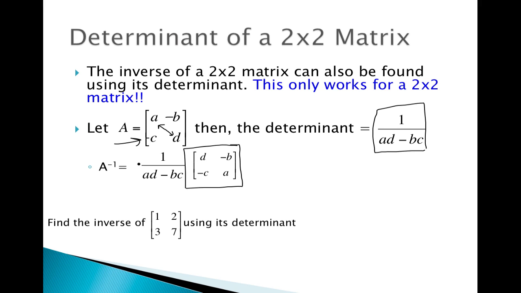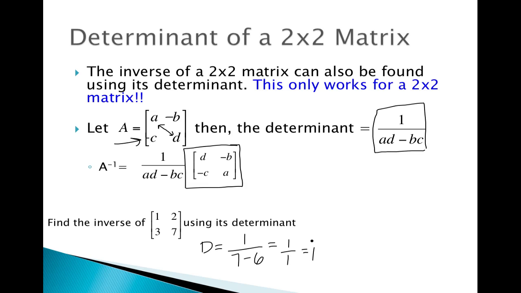So let's take the same example that we had from our previous slide. We want to find the inverse of this matrix using the determinant. So we first find the determinant. Our determinant formula is 1 over AD minus BC, remembering the positions that they're in. So our determinant equals 1 divided by AD, which is 1 times 7, which is 7, minus BC, which is 2 times 3, so that gives us 6. So our determinant for this particular matrix is 1 over 7 minus 6, which is 1, which equals 1.